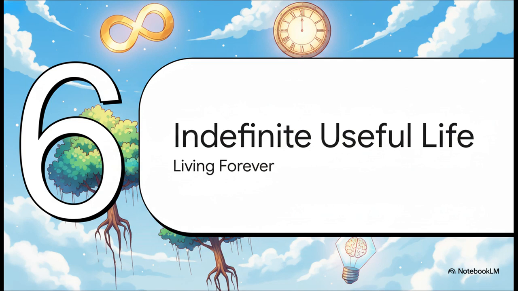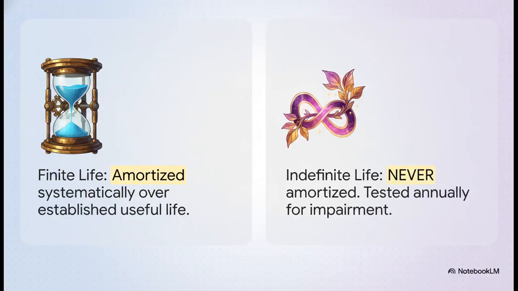And finally, Section 6, Indefinite Useful Life. What happens when an asset lives forever? There is a massive distinction in the accounting rules right here. If you have a finite life intangible, say a patent that expires in exactly 10 years, you amortize it systematically. But if an intangible asset has an indefinite useful life, you never amortize it. I mean, it wouldn't make any mathematical sense to divide its value by infinity, right?